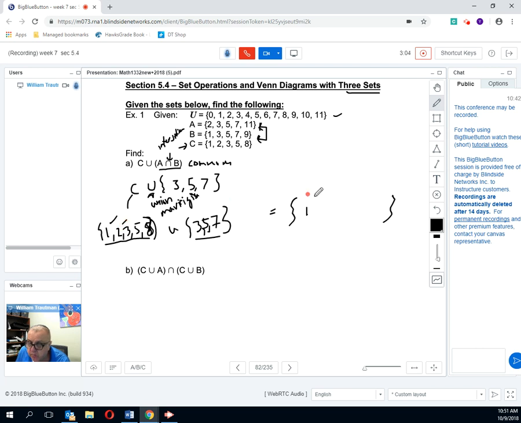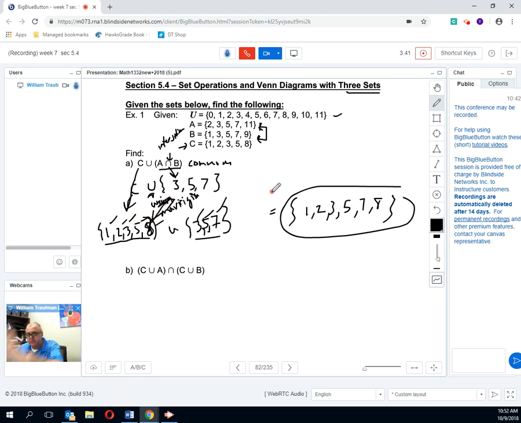There's a 2. There's a 3. We have two 3s, one in each, but you only have to put one 3 in there. Then we have a 5. We have a 7 over here, so 7 comes into this set. And then we have an 8. So this is the final answer. C union A intersect B. First you do the parentheses, find that. We know C is this down here. Then we put a marriage between these two sets, and one of each of those items goes into our final answer.